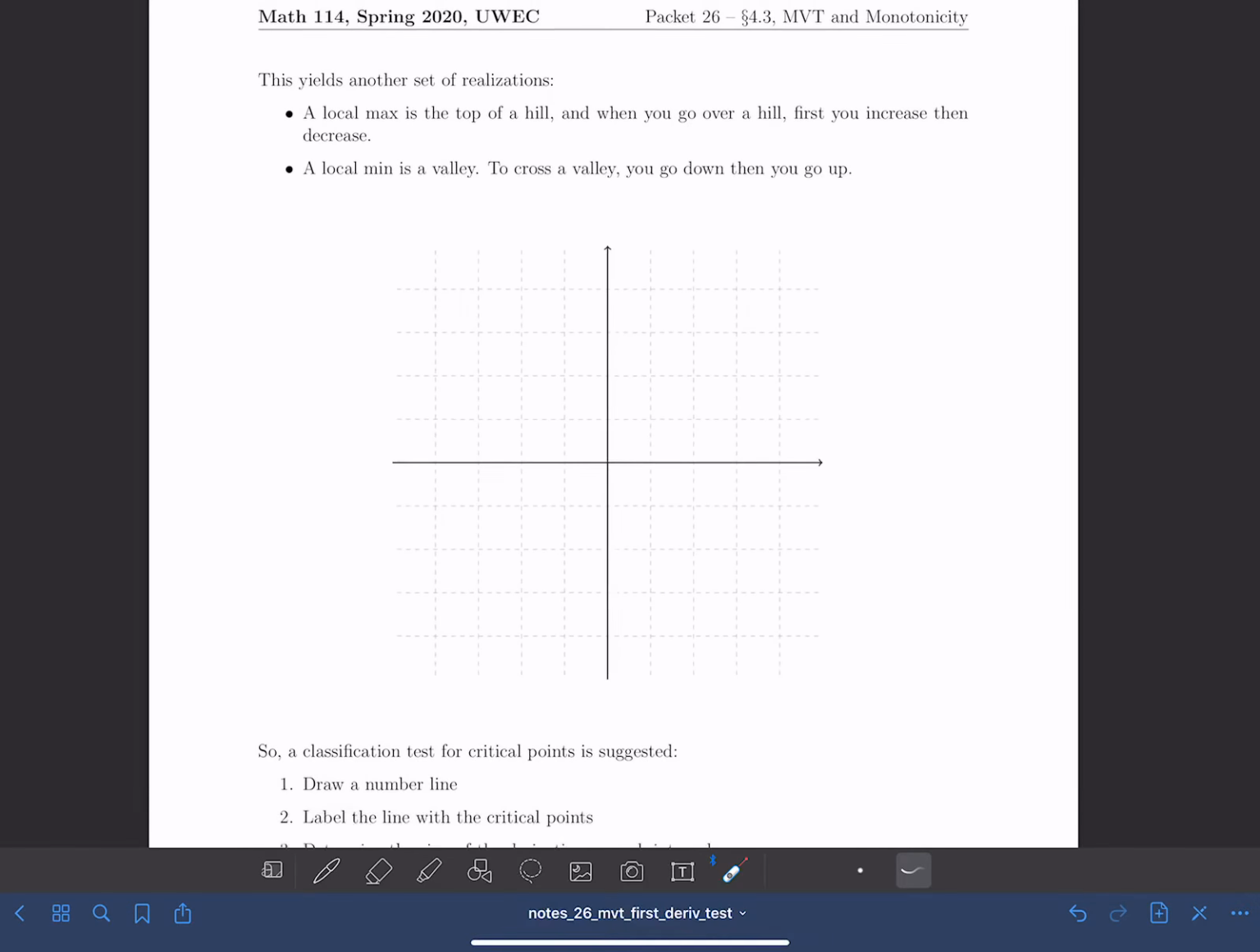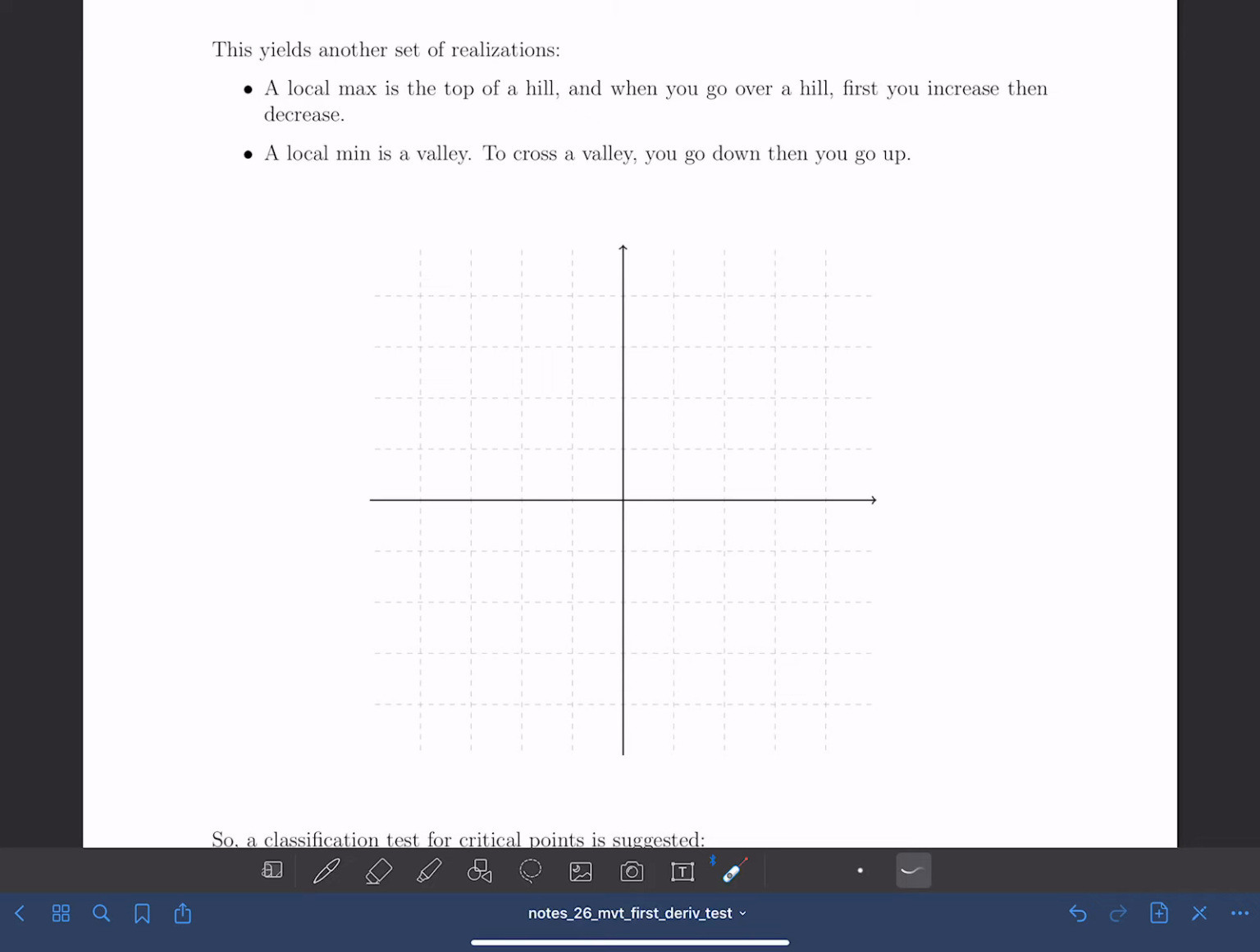So what we're going to do is we're going to pair those with our realizations before. So I'm going to draw myself a curve. Let's call that f.